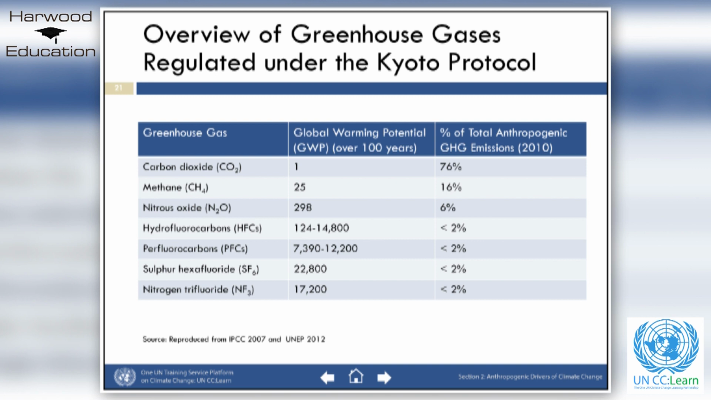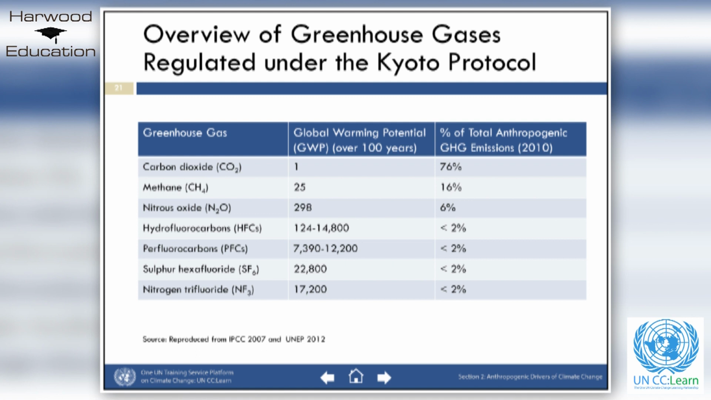Some of the GHGs occur naturally, for example CO2, CH4 and N2O, but increases in their atmospheric concentrations over the last 250 years are due largely to human activities. Other greenhouse gases are entirely the result of human activities, for example HFCs, PFCs, SF6 and NF3.